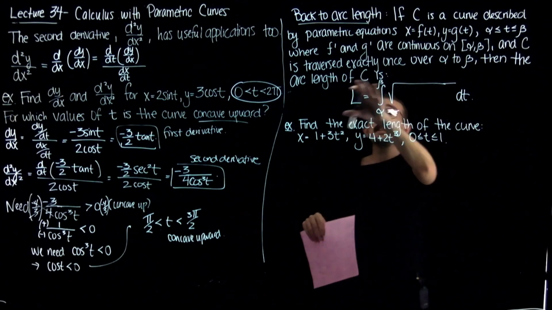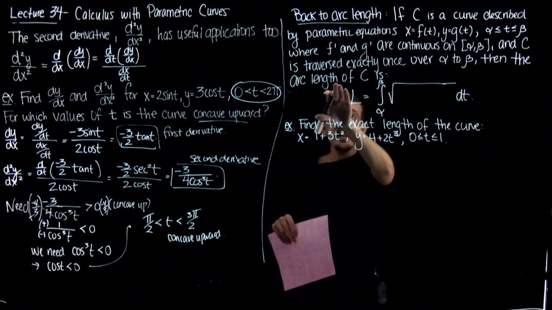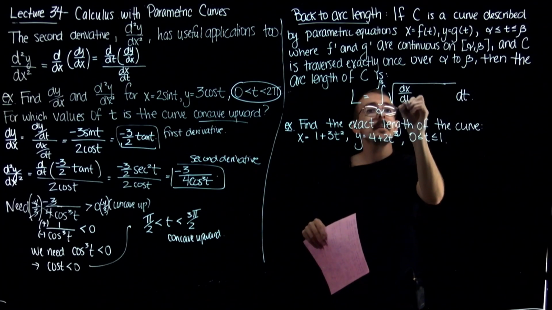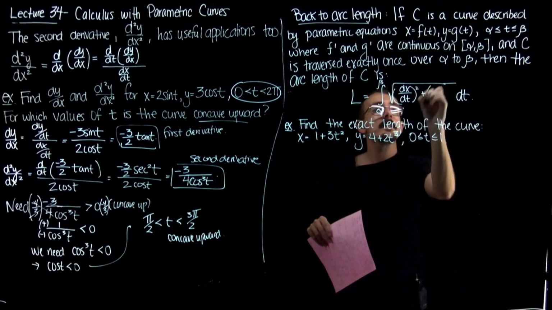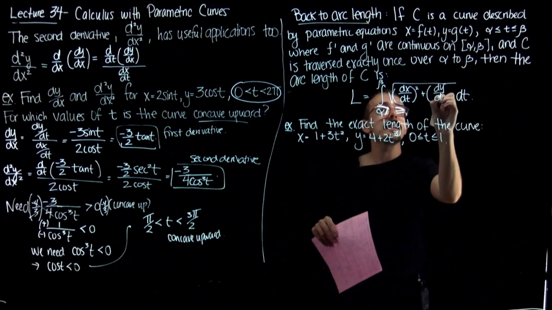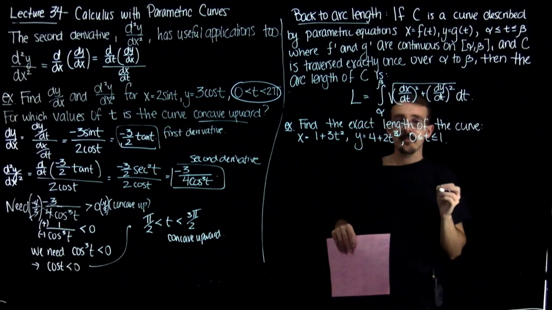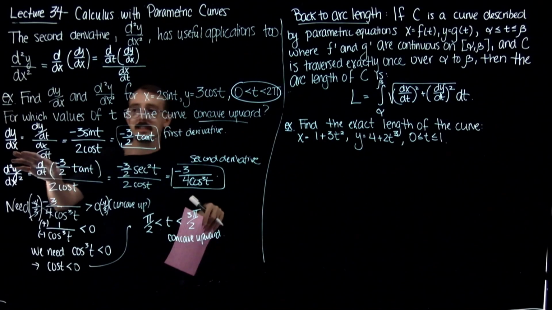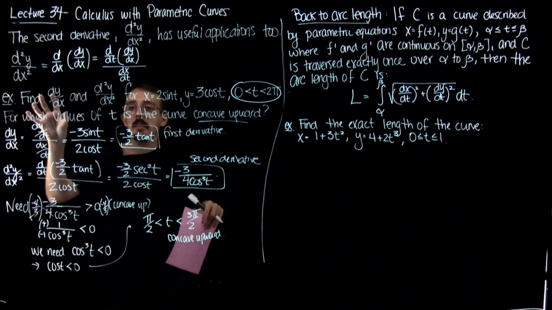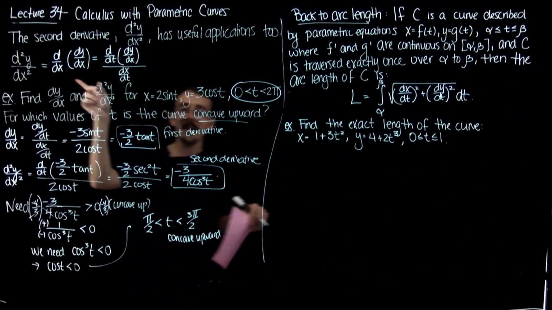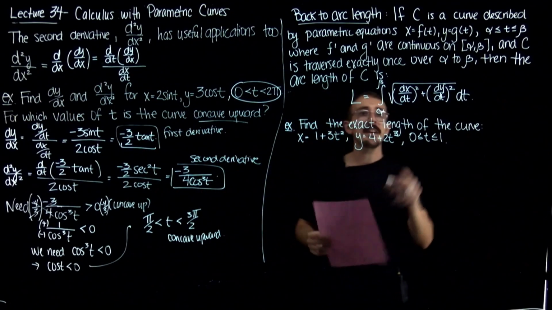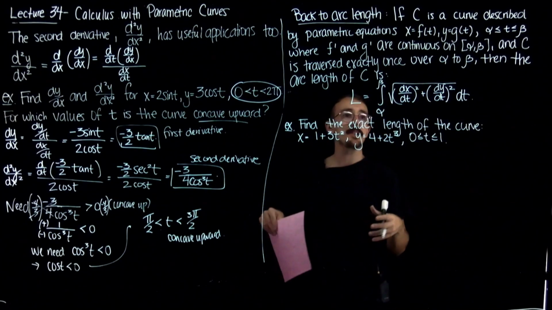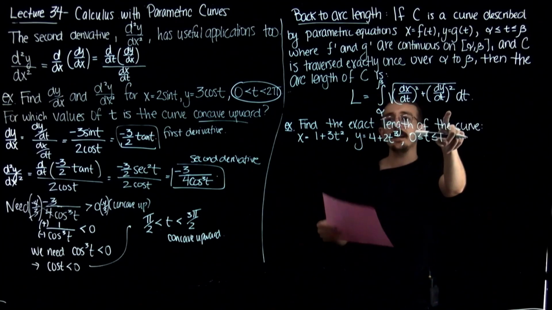So then we suppose C is traversed exactly once, and then the arc length of C is going to be the integral of the square root of (dx/dt) squared plus (dy/dt) squared. And we find this by just taking the equation we have for dy/dx, this one right here, and plugging this into our old arc length formula we had earlier. So that's the new one that we get in terms of this new situation for parametric equations. So this is the formula for arc length in this case.